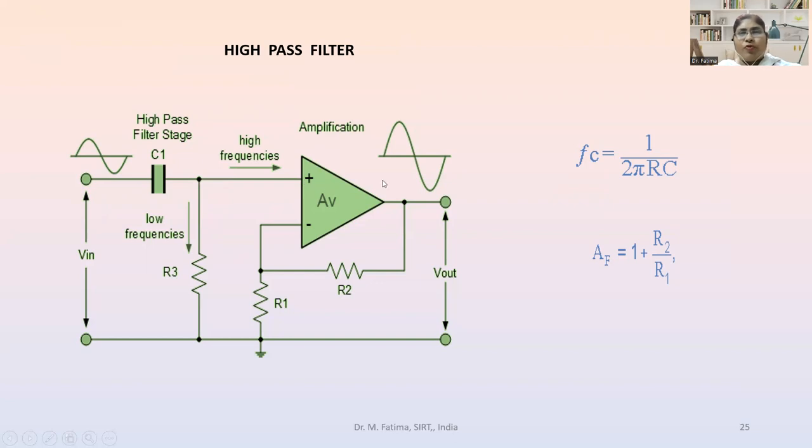So this op-amp will provide the amplified value of this higher frequency signal only and rejects the lower frequency, since the CR network will not pass the low frequency signal. So nothing will be available at the positive terminal, and the output will be zero for the low frequency signals. So the lower frequencies are rejected and the higher frequencies are passed.